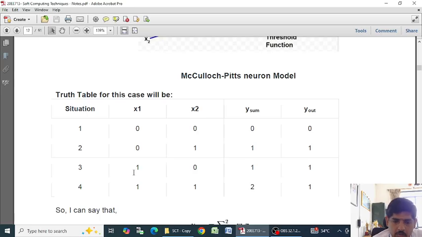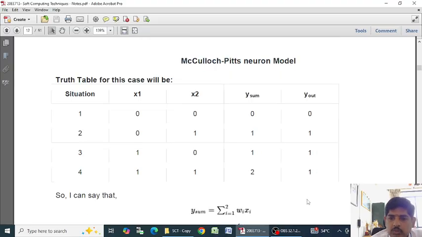In the third situation, it is rainy and there is no sun. Due to the rainfall, John will carry the umbrella, and the output is 1. In the fourth situation, it is rainy and it is sunny. Both situations have happened, so automatically John carries the umbrella, and the output is 1. This is the concept of the McCulloch-Pitts neuron model.